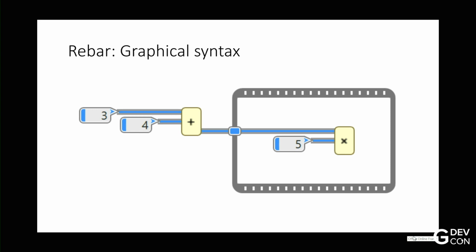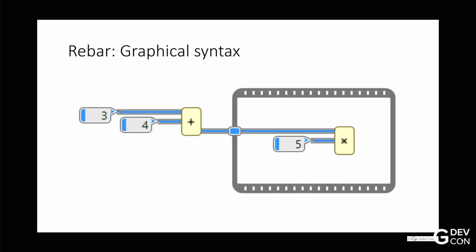So just to get the basics out of the way, Rebar has a graphical syntax similar to G. So there are nodes that represent computations or functions. There are wires that represent transferring values between computations. There can be nodes that contain nested diagrams that can contain their own nodes, and those are structures, and structures can move things in and out of them using tunnel nodes.